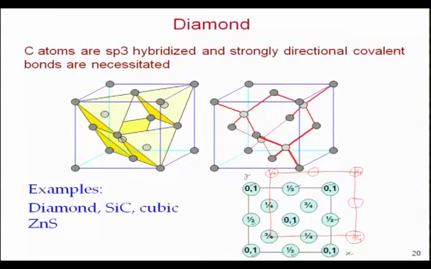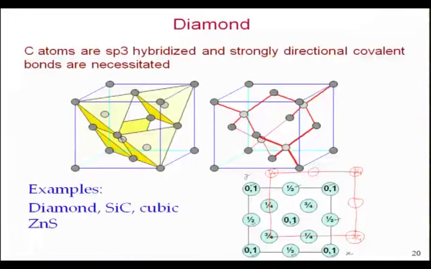So, you will make an FCC lattice of these, and this will become a tetrahedral atom, this will become a tetrahedral atom, this will become a tetrahedral atom, and this will become a tetrahedral atom. So, basically these are two interpenetrating FCC lattices shifted by a vector quarter, quarter, quarter, okay, and this lattice is called the diamond cubic lattice.